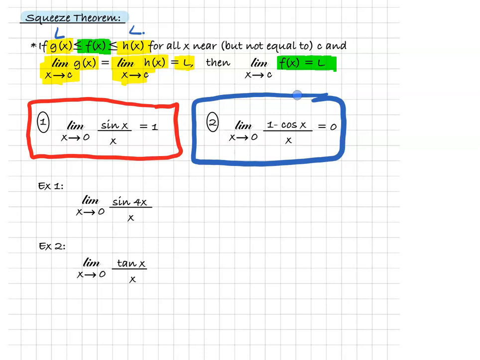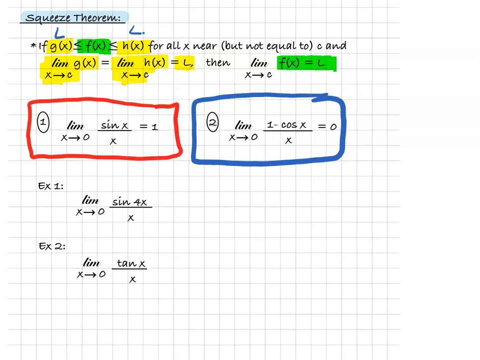So let's take a look at some of those examples. Previous examples, we were able to evaluate. These, we're going to have to do a little bit more work. So we're going to do some little algebra manipulation. You might be cringing about every time I say algebra now, seeing how much we use it. But it says the limit as x approaches 0 of sine of 4x over x.